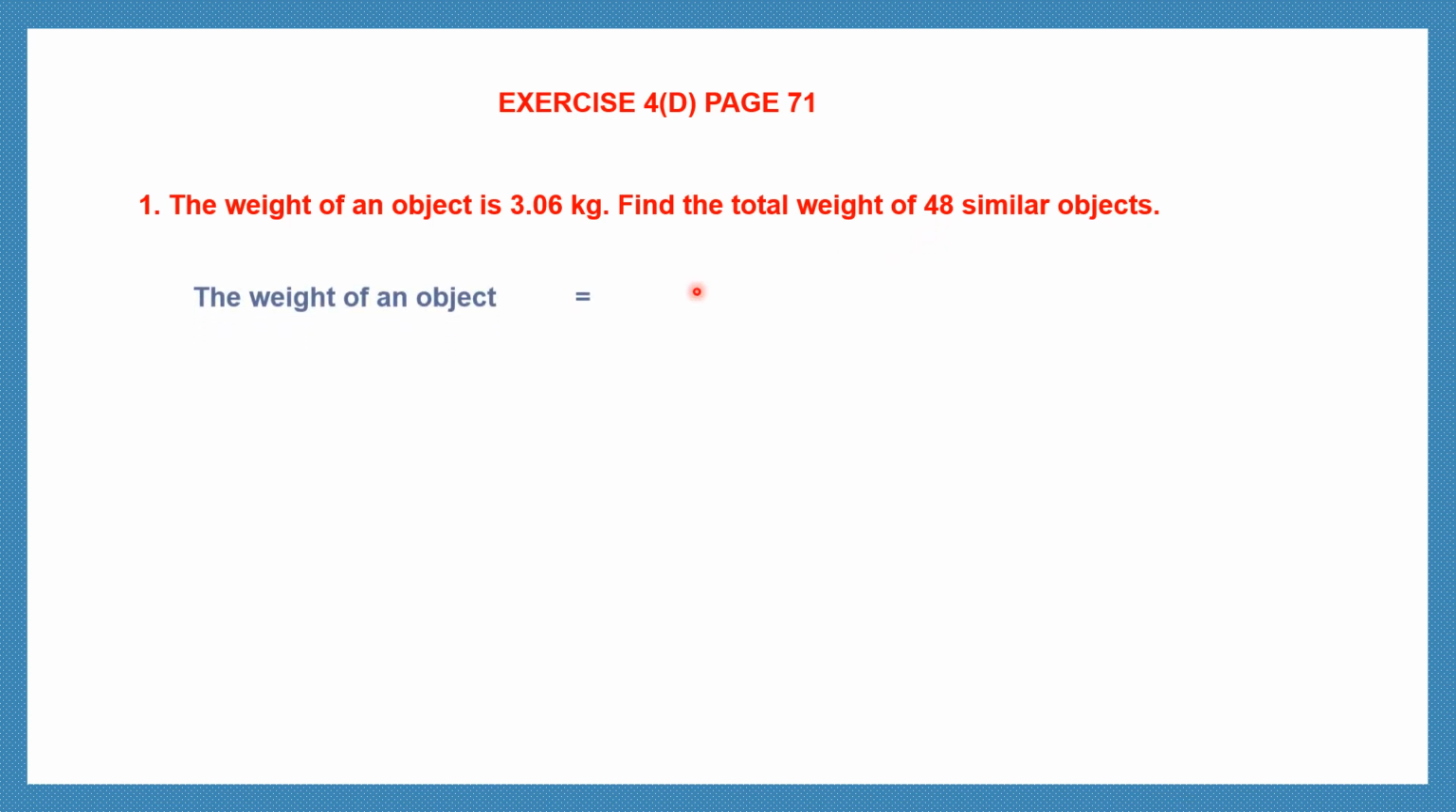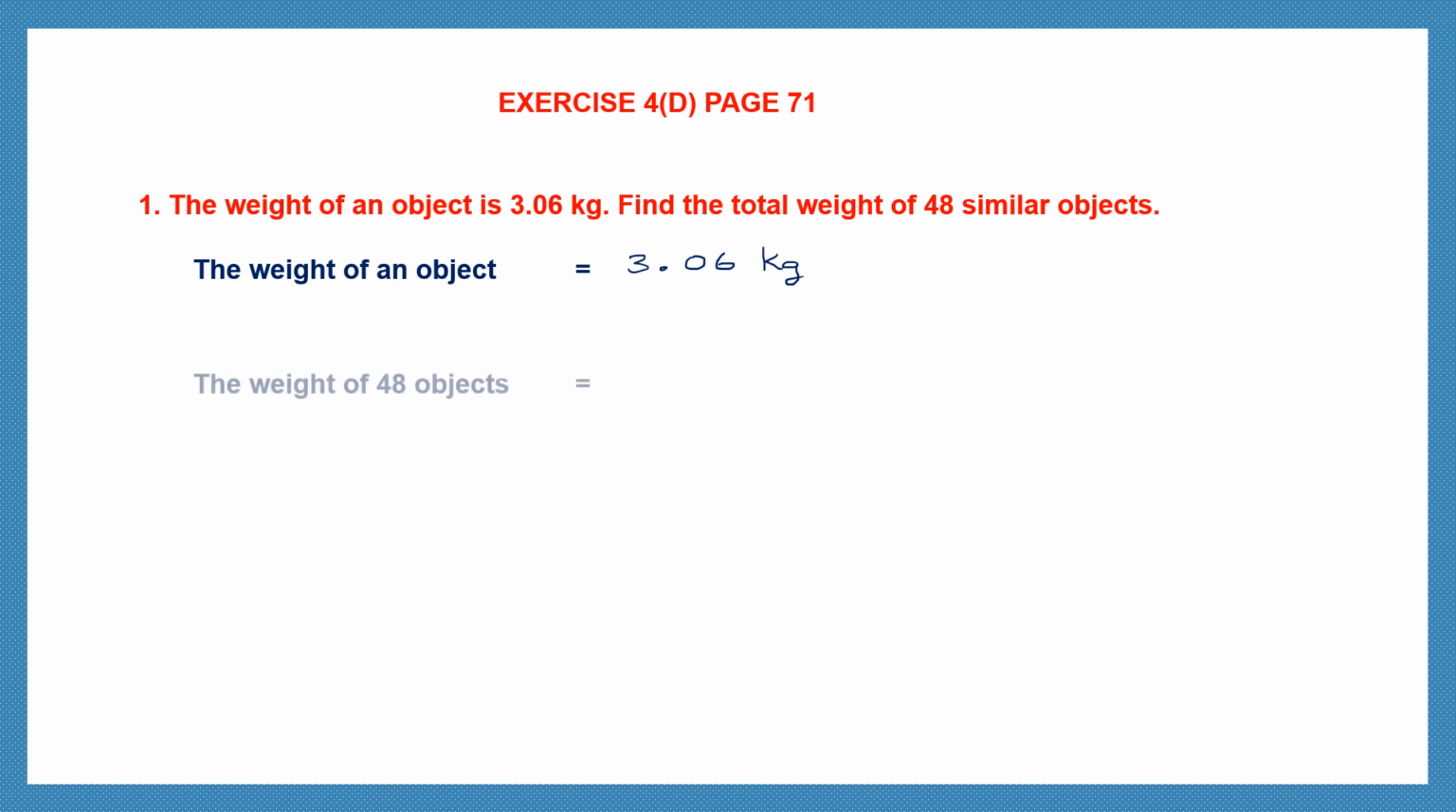So let's begin. The weight of an object given to us is 3.06 kg. Now we have to find the weight of 48 similar objects. So the weight of 48 objects will be the weight of one object into 48. So we multiply the weight of one object into 48, which is multiplication of a decimal number by a whole number.